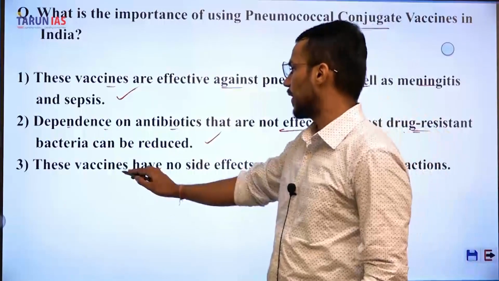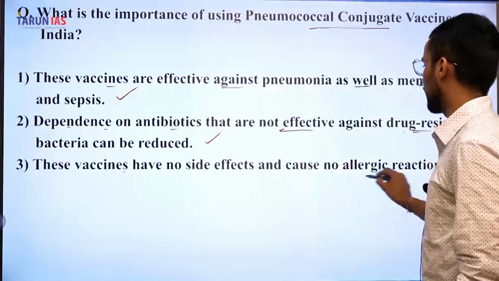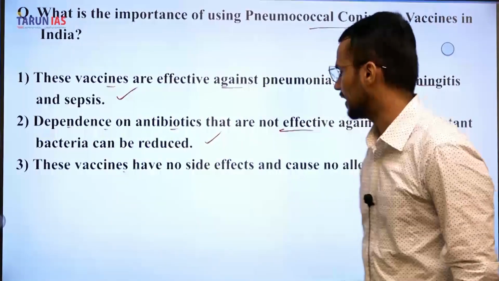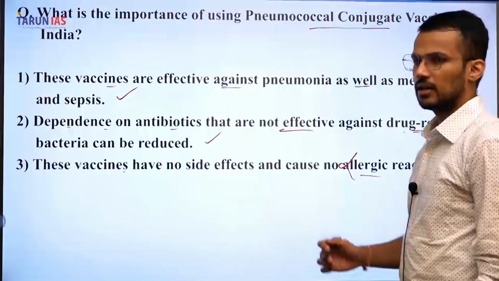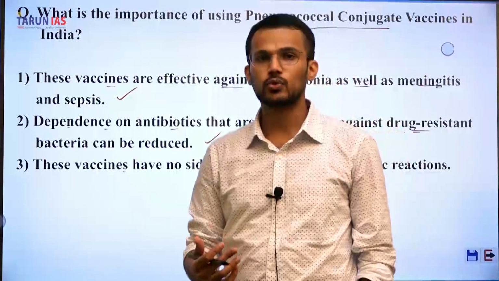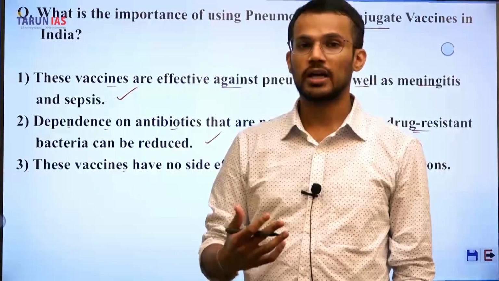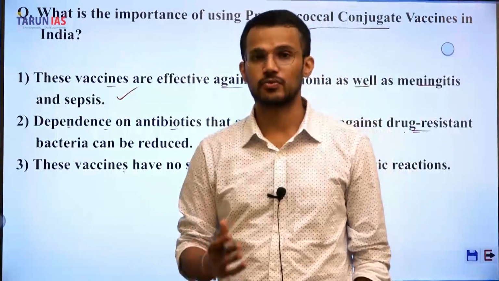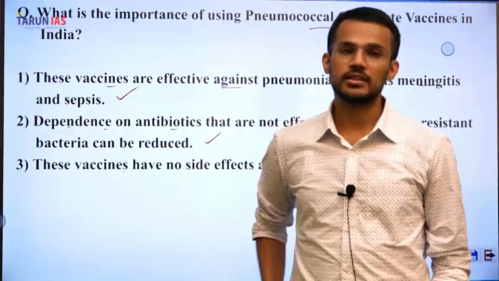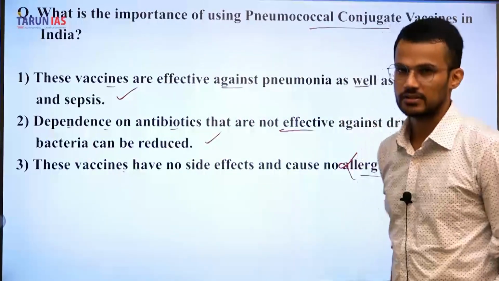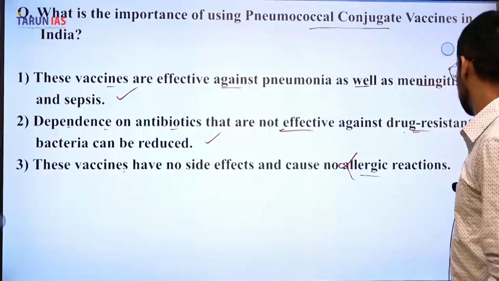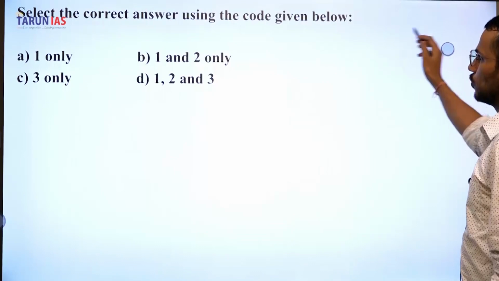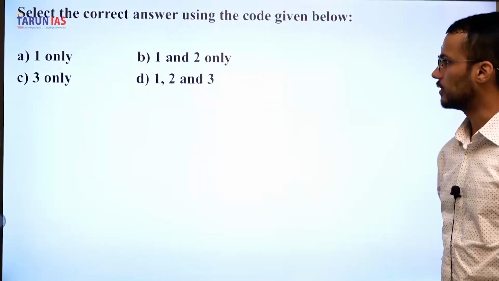Third, these vaccines have no side effect and cause no allergic reaction. So this is quite an extreme statement, because if in a few children it is not able to show any allergy or side effect, there will be certain other instances where we'll be able to find these allergies or side effects, and that's why the third statement is incorrect. Hence the answer is 1 and 2 only, mentioned in option B.